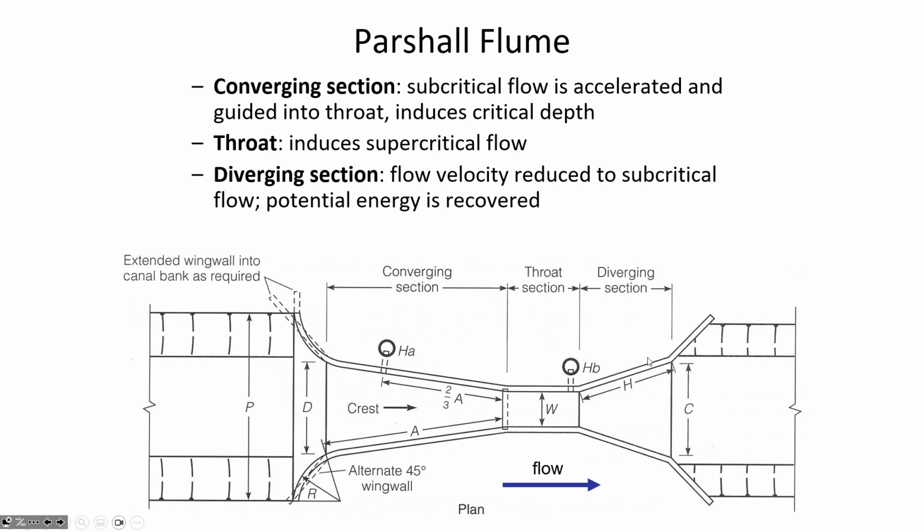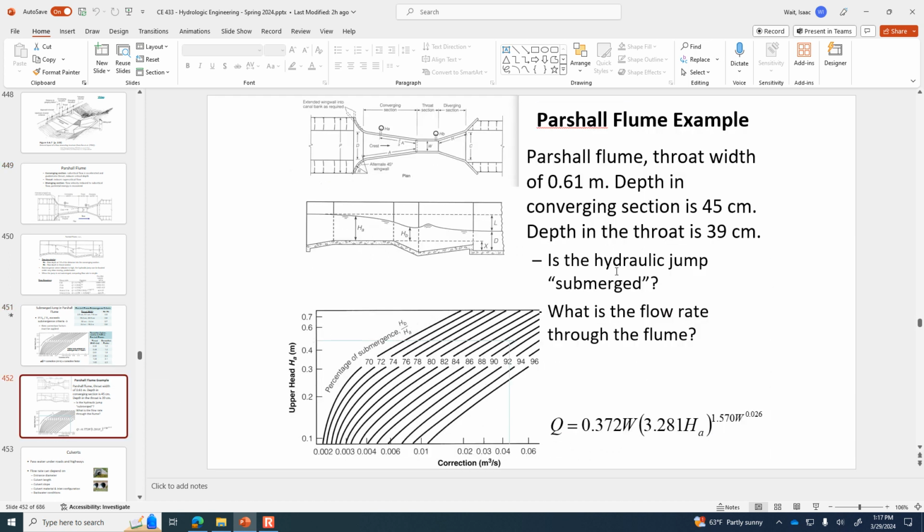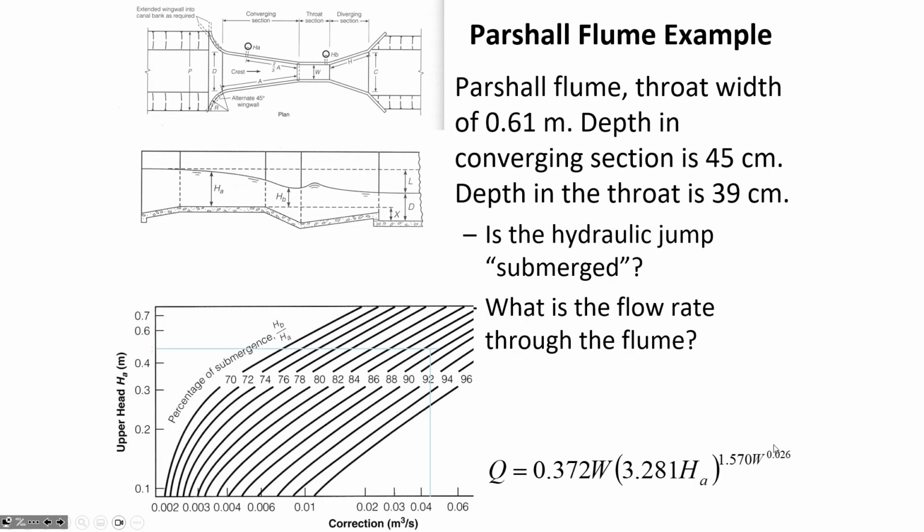And from the problem statement, what we're told is the depth in the converging section is 0.45 meters, and the depth in the throat is 0.39 meters. So the converging section, H sub A, is 0.45 meters, and H sub B, the depth of flow in the throat, is 0.39 meters.